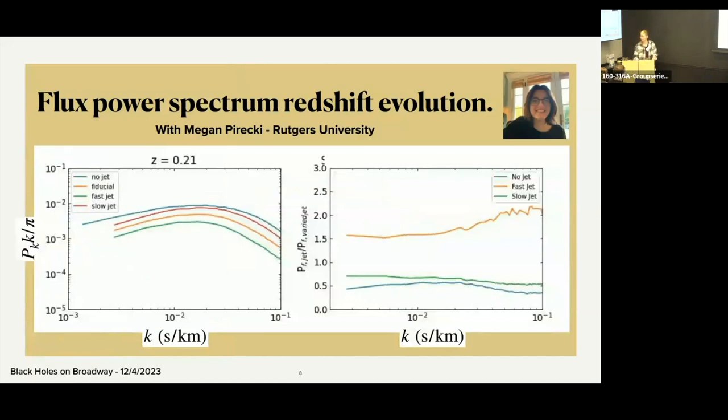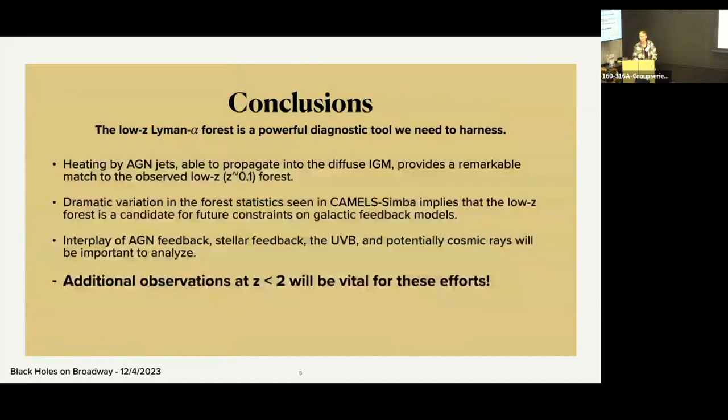But all of this is to say that the Lyman alpha forest could be a good constraint for AGN feedback models in the future. We might want to consider these statistics when we are constraining AGN subgrid models for these big cosmological simulations. And that is what I have.